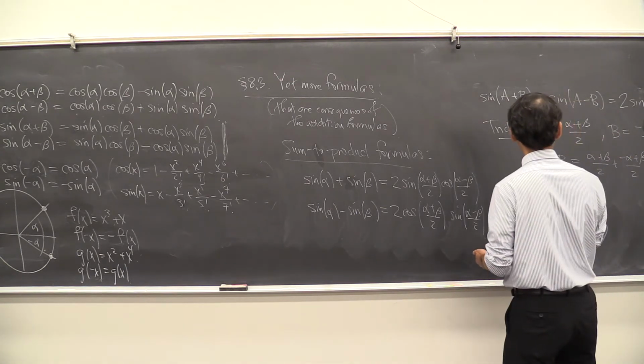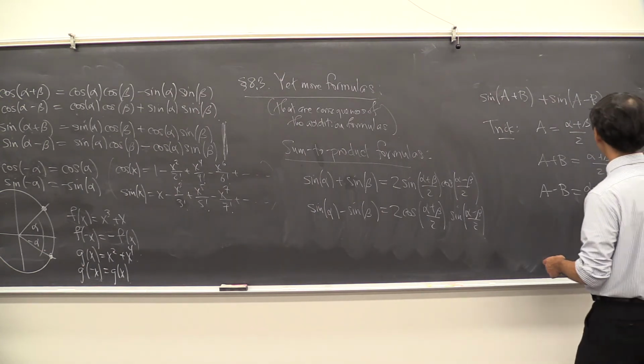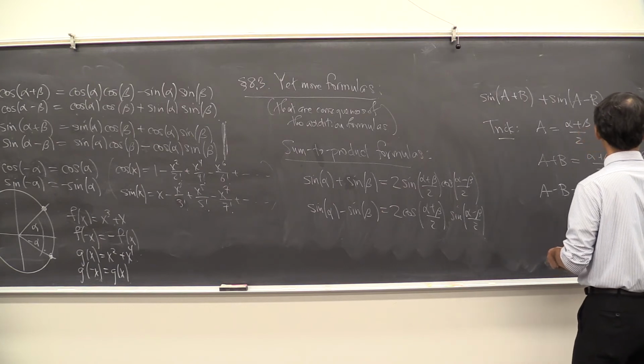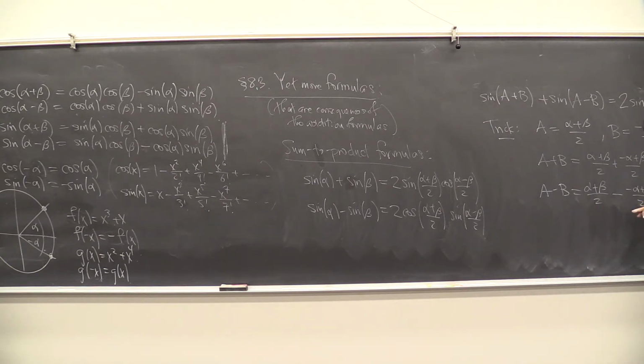And what's A minus B then? A minus B is going to be alpha plus beta over 2 minus negative alpha plus beta over 2. Well, then the betas are going to cancel out this time. You get alpha minus alpha, so that you get 2 alpha on the top over 2, which is alpha. So that's good, because then we're going to get sine alpha plus sine beta. That's the trick.